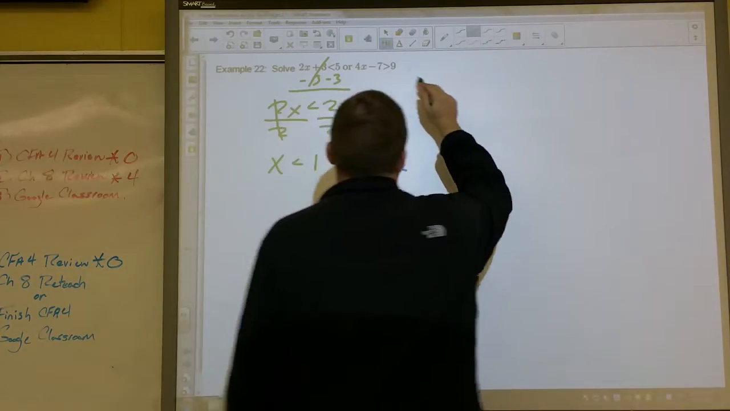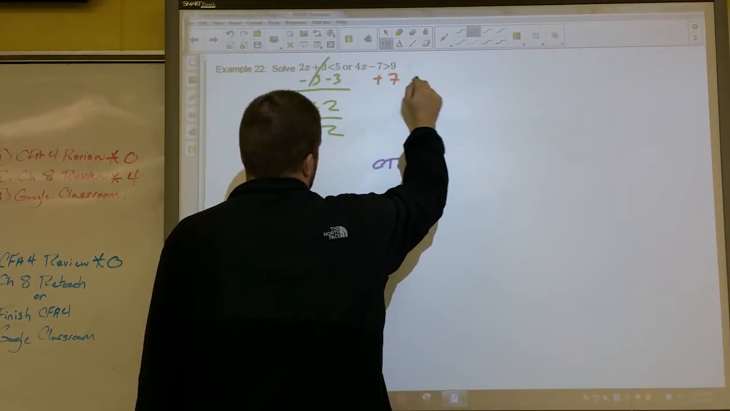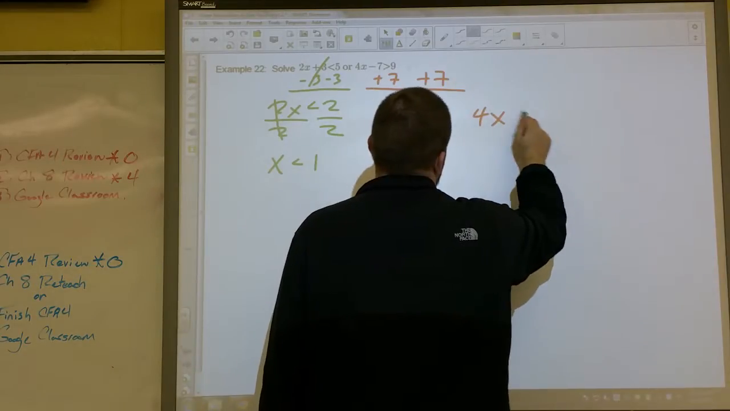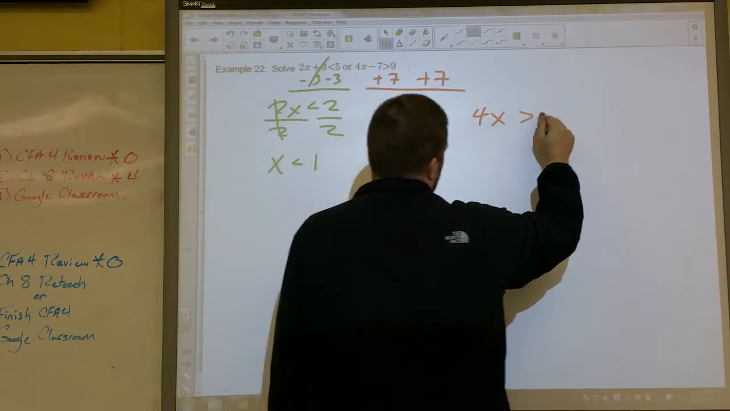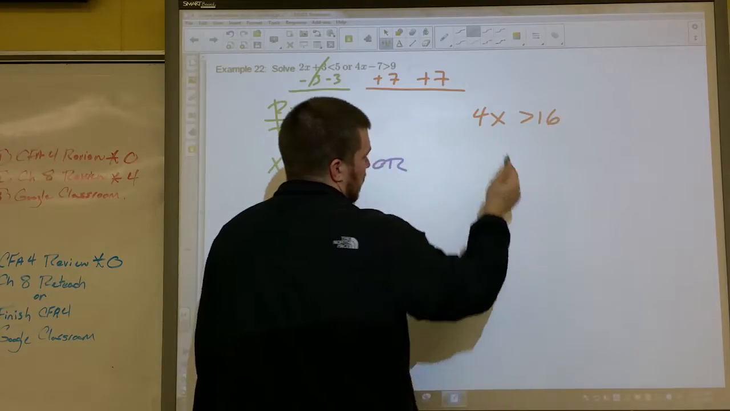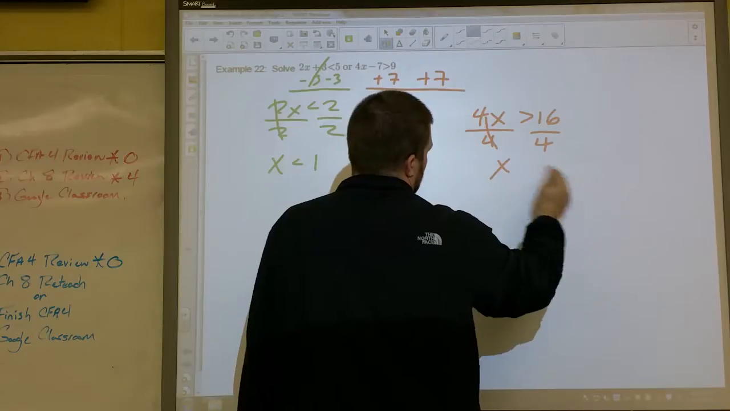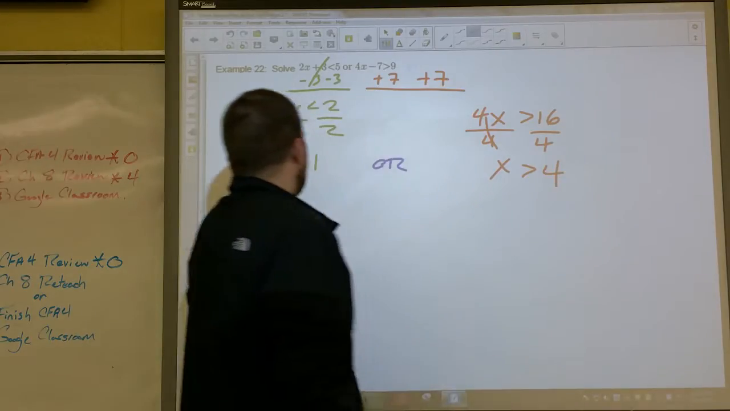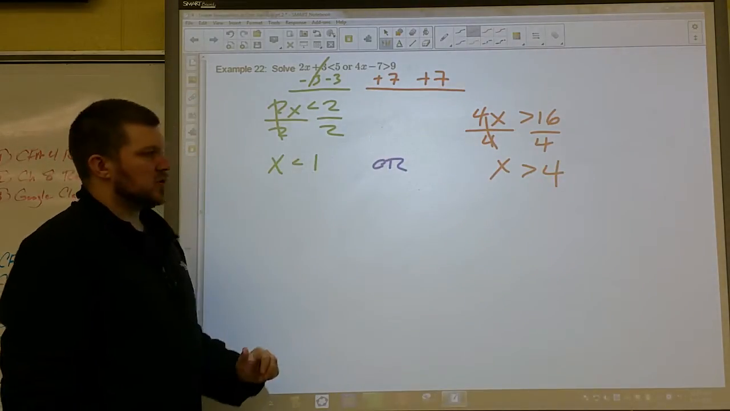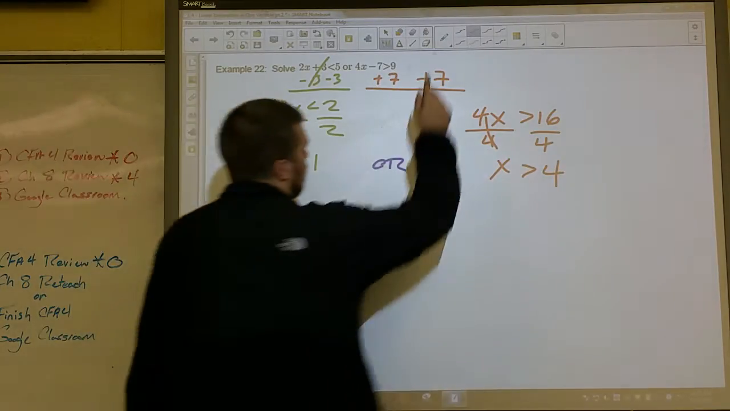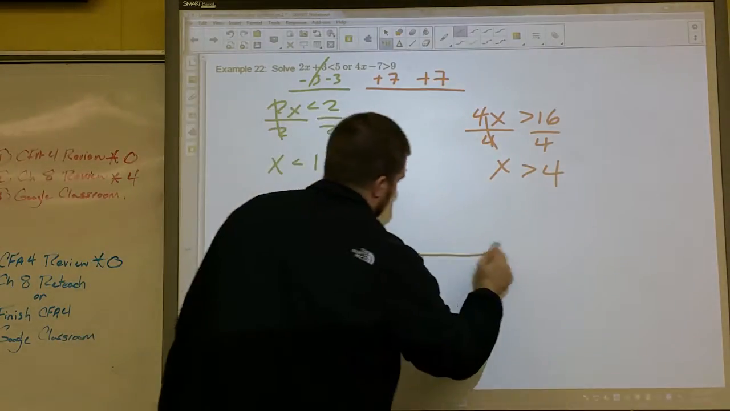For the other one, I would start off by saying +7 on both sides. So I have 4x greater than 7 plus 9 is 16. I'm going to divide by 4 on both sides. So x greater than 4. So I have x less than 1 or x greater than 4. Again, it did not ask us to graph, so technically I'm finished. But I'm going to go above and beyond and just go ahead and draw a sketch.